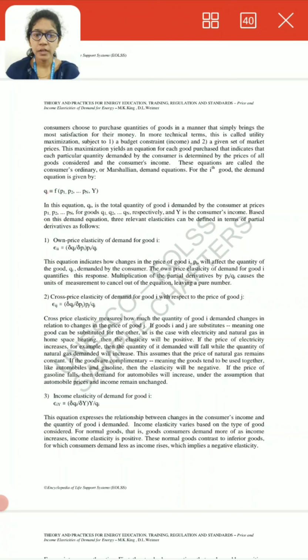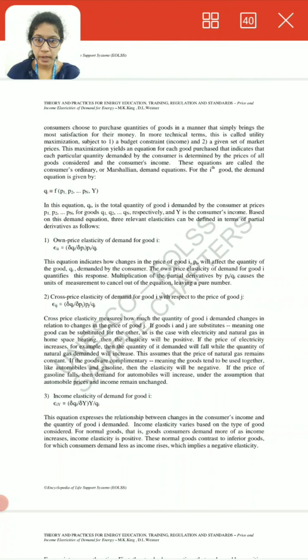Based on the demand equation, these elasticities can be defined in terms of partial derivatives as follows. First, the own price elasticity of demand for good i quantifies how changes in the price of the good will affect the quantity of the good demanded by the consumer. Multiplying the partial derivative by P over Q causes the units of measure to cancel out of the equation, leaving a pure number.